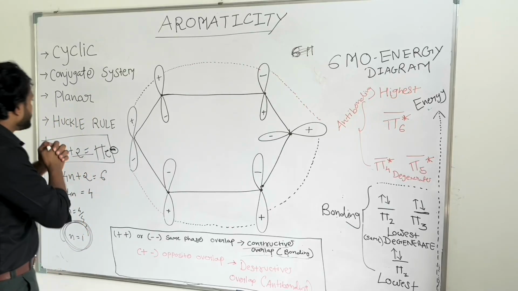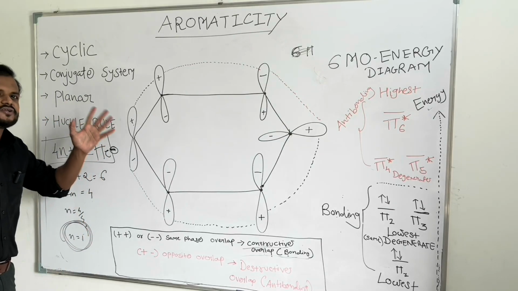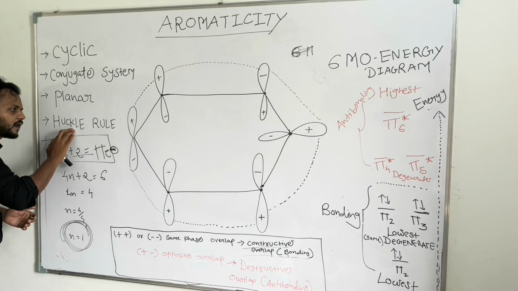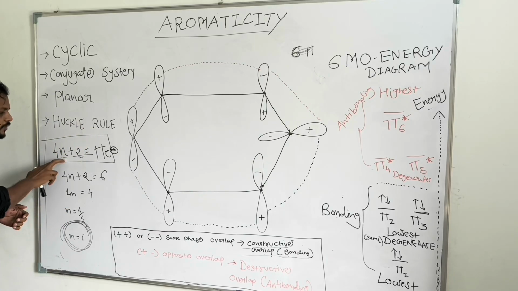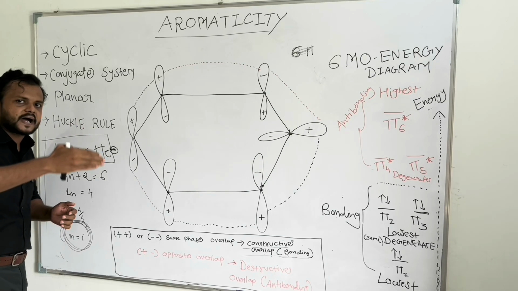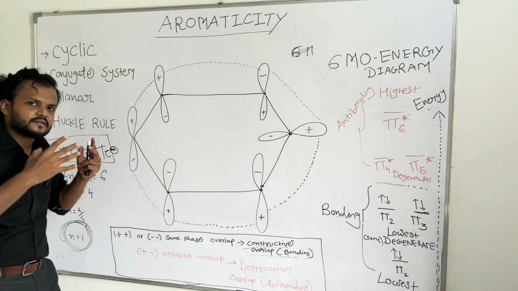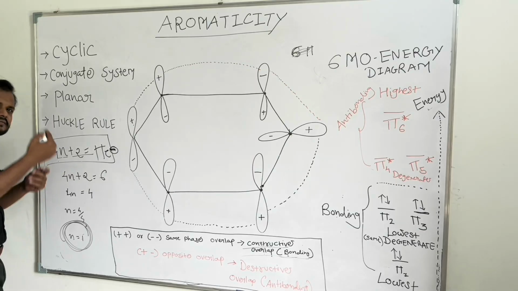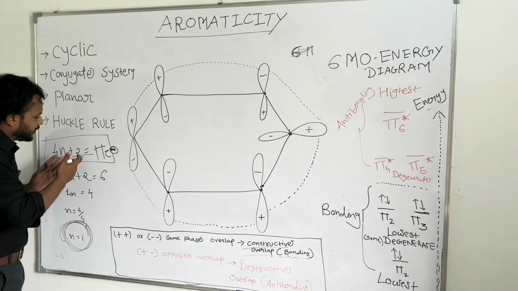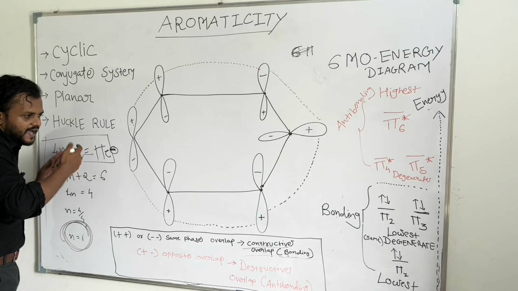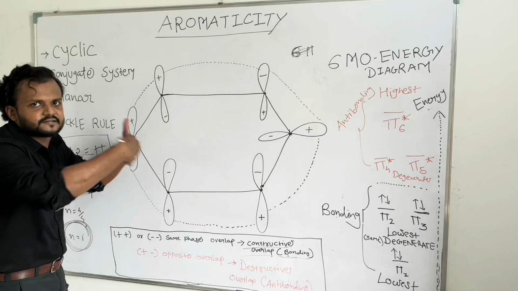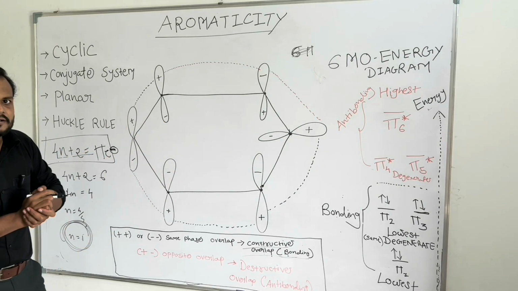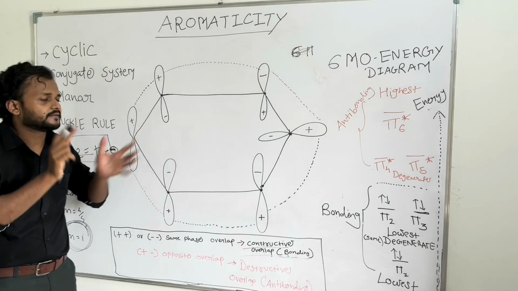feature. And the fourth one, which we are going to discuss in today's video, is the Hückel rule, that is 4n plus 2 equals pi electrons. We'll see what the origin of this Hückel rule is, where this 2 came from, and what relationship this rule has with all this. Let's see. First of all, let's take the example of benzene to understand this.